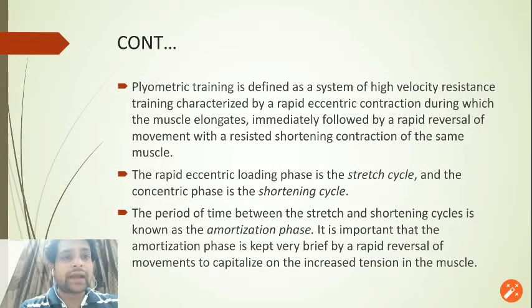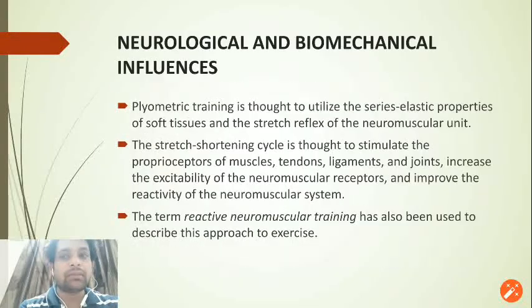The period of time between the stretch and shortening cycle is known as the amortization phase, and it is important that the amortization phase is kept very brief by a rapid reversal of movements to capitalize on the increased tension in the muscles. Let's start with the neurological and biomechanical influences of plyometrics.